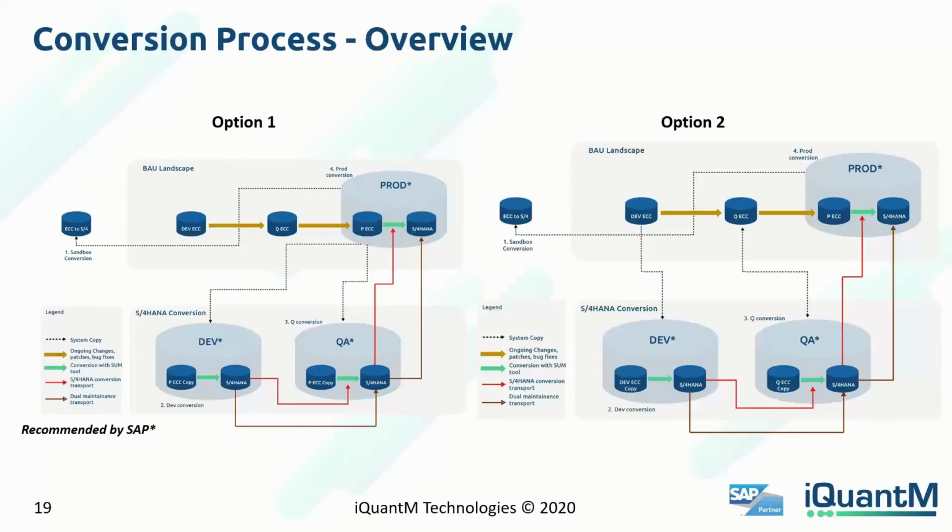So option one, which is the approach recommended by SAP, is that whenever you do a conversion, I have marked 1, 2, 3, 4. The first conversion is going to be the sandbox conversion. The second one is going to be your development box conversion, the third one is your quality, and the fourth one is your production conversion by itself. So we have this business as usual landscape at the top, and you have your SAP S/4HANA project conversion landscape at the bottom.